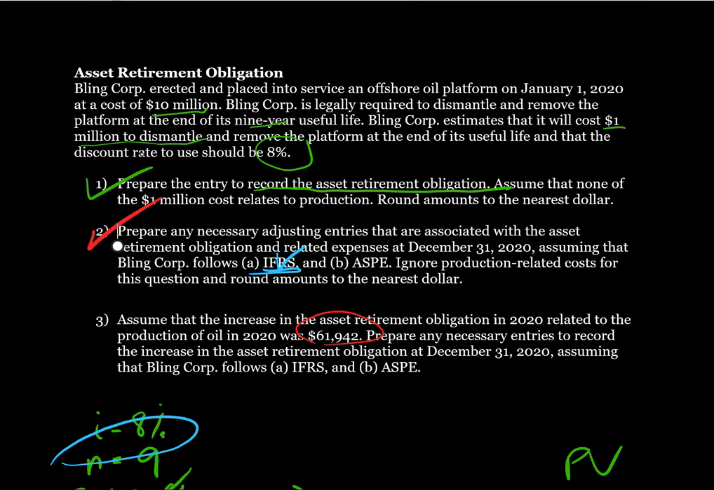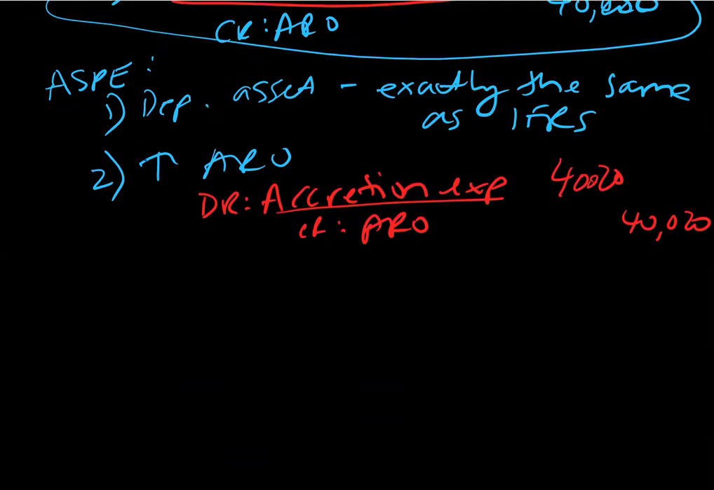Okay. So here what's happening is that this isn't just due to the present value, or the time value of money, which is what taking into account this increase in the ARO, which is going to go to either depreciation expense or accretion expense, relates to. This has to do with the fact that the more oil you take from the site, the more damage in some sense you're doing to the site, because the deeper you're digging or what have you. So therefore we need to increase the ARO by an extra 61,942. So how is that entry different between IFRS and ASPE?